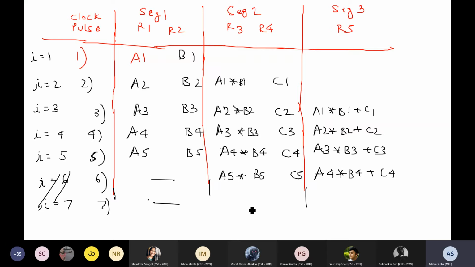So something will come here? No, sir. So this is also done. So finally our work is done with all the segments, B5 plus C5. Yeah. And then it will be generated.